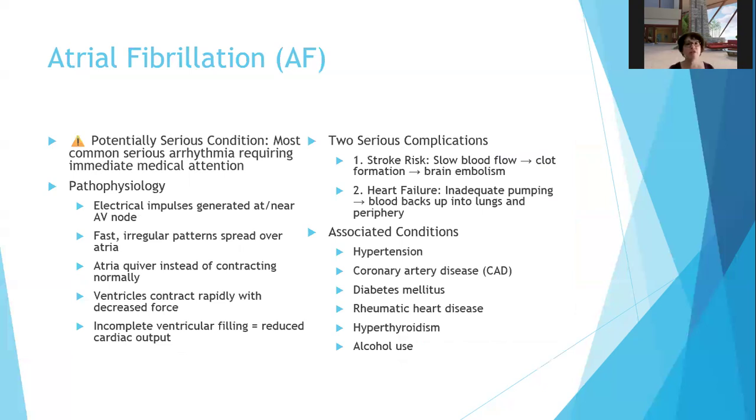So atrial fibrillation is a potentially serious condition, and it's the most common serious arrhythmia that requires medical attention. So, the two serious complications are the risk of stroke, because the slowed blood flow and pooling of blood in the atria can cause clot formation, and the heart can throw off a clot and send it up to the brain, and heart failure because of inadequate pumping, and the blood backs up into the lungs and the periphery. So atrial fibrillation has serious complications, and it can be associated with other things, hypertension, coronary artery disease, etc.